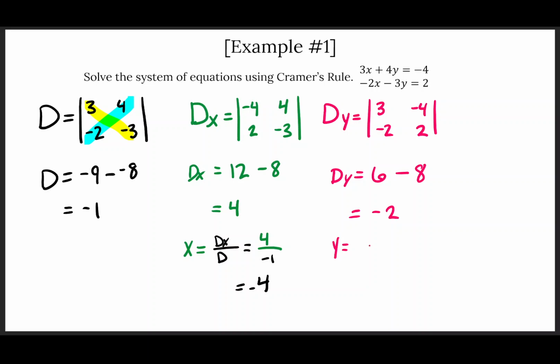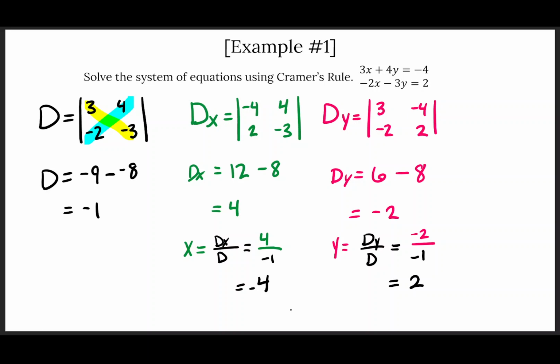Same thing for the y value. I'm going to calculate dy divided by d. So for this particular set, my dy was -2, divided by regular d was -1. Double negative there, so be careful. -2 over -1 is going to be +2. So my answer for x is -4. My answer for y is +2.